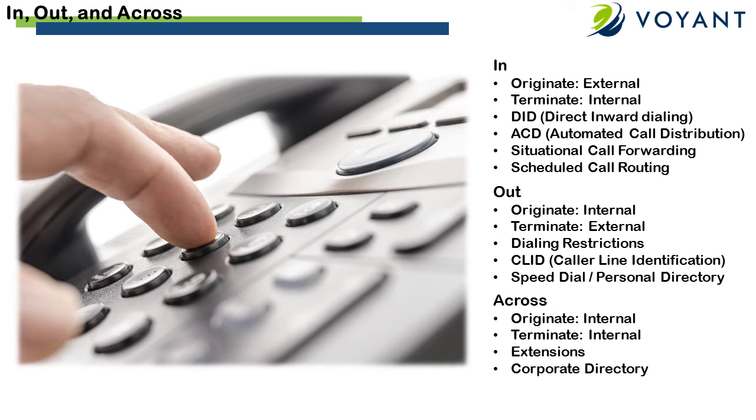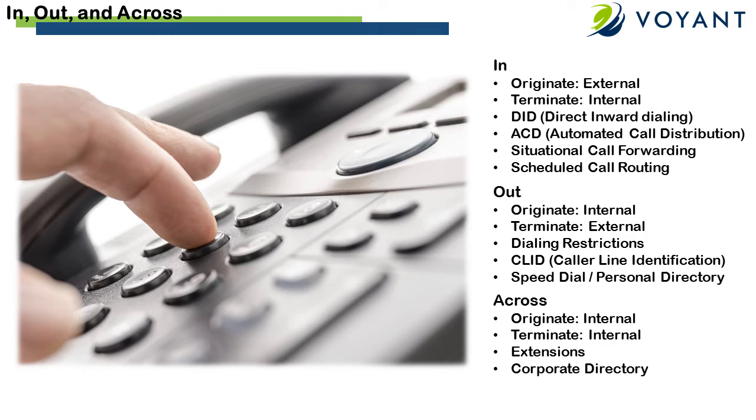And the calls that go across your system both originate and terminate in your PBX. These are your extension to extension calls. One final thing to consider here is the corporate directory, which is your internal contact list that is found on your phones and soft phone clients. We will begin with the incoming portion of the call flow, specifically the scheduled call routing portion.